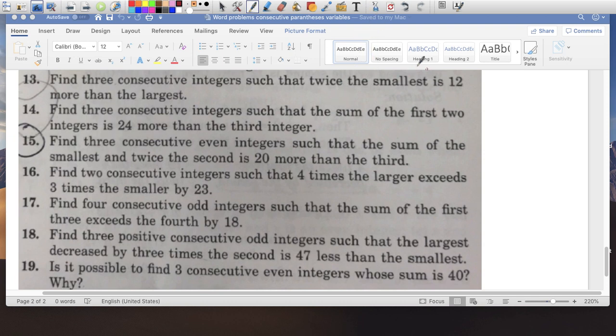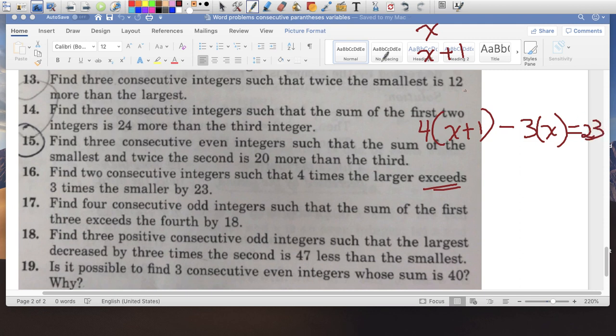16. Find two consecutive integers. Okay, so this one is x, the second one is x plus 1. Find two consecutive such that 4 times the larger, so the second one obviously the larger, so 4 times the larger, I'll put it in parentheses, exceeds 3 times the smaller by 23. Exceeds is subtraction. So, 4 times the larger exceeds 3 times the smaller by 23. And that would be my equation.